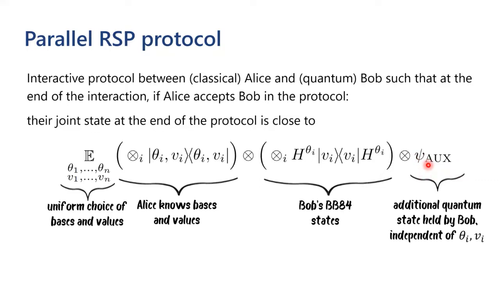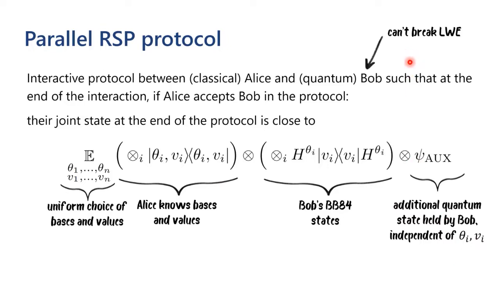Now, what's crucial, though, is that this additional quantum state should be independent of theta I and VI, because remember that we wanted that Bob doesn't have any information about theta I and VI except for what's contained in these states. So consequently, whatever additional state he prepares, it's fine, as long as it doesn't tell him anything about theta I and VI. Right? And this, of course, can only hold under the assumption that Bob can't break LOE.